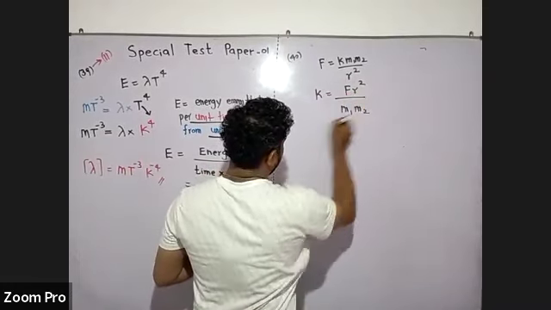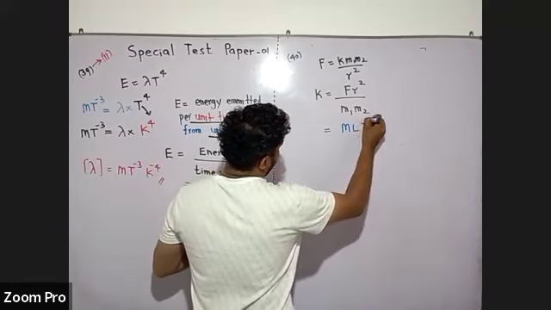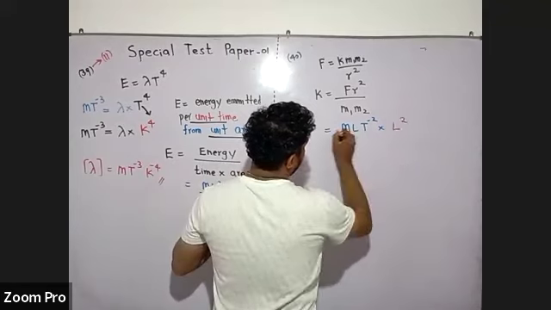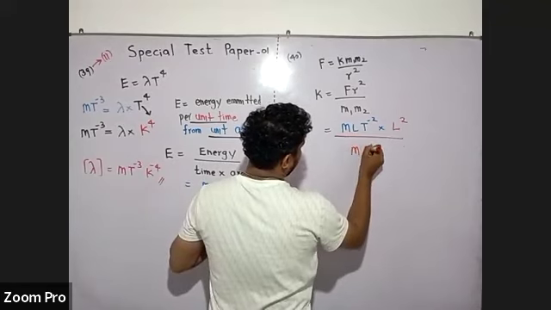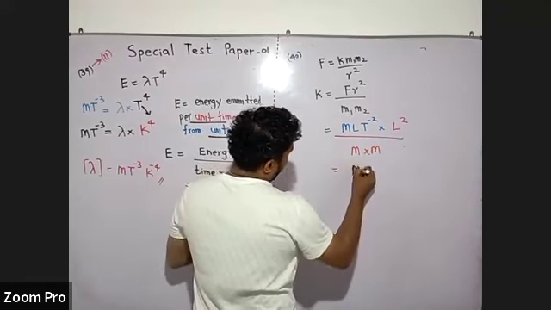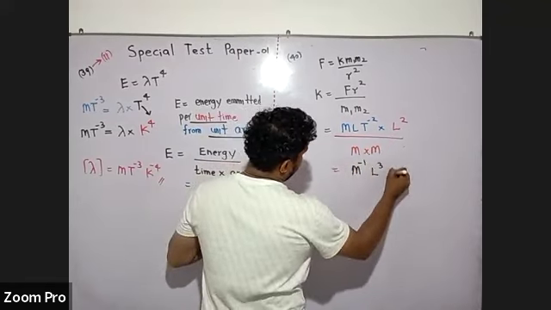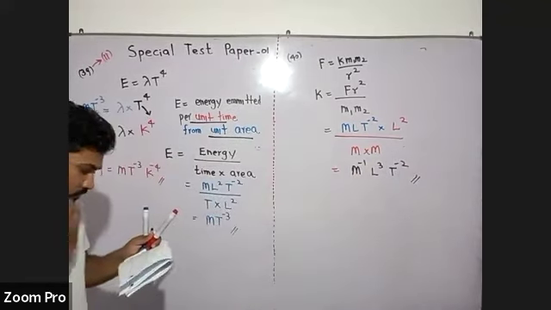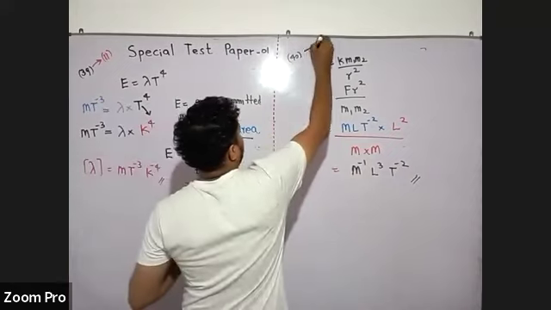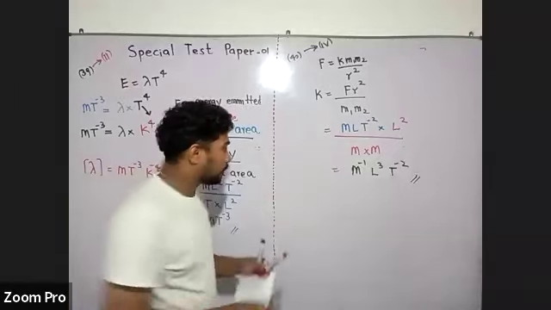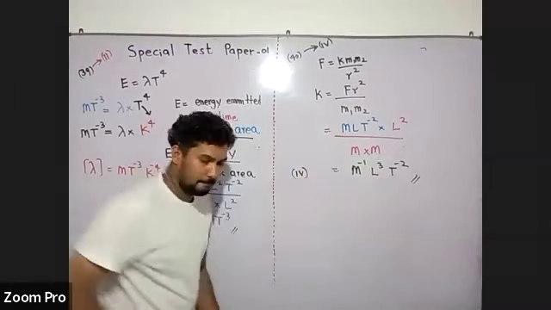So let's substitute the relevant dimensions. F means MLT^-2. R is distance, so it is L squared, over M into M, that is M squared. So the dimensions of K should be M^-1 L^3 T^-2. The answer should be the fourth one, right? Fourth one is the answer.